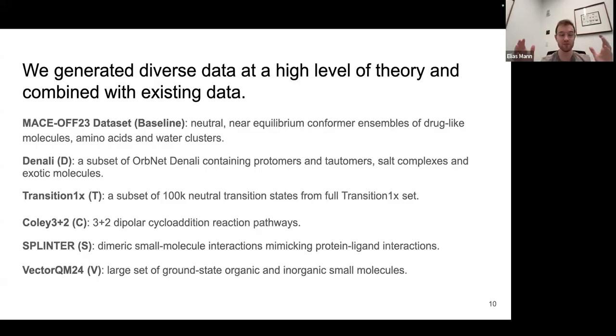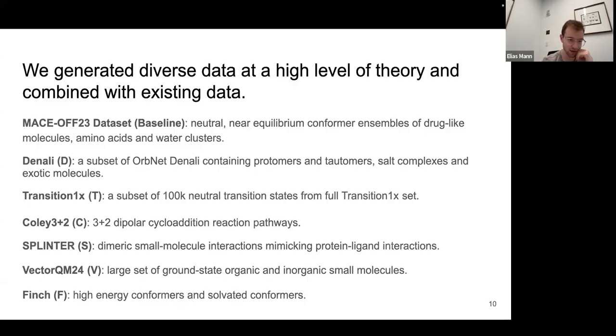Vector QM, this is a really big set of a ton of different organic and inorganic small molecules, and these are all ground state. So they've all been optimized. They're ground state structures. And then Finch, this was actually a data set that we made in-house.